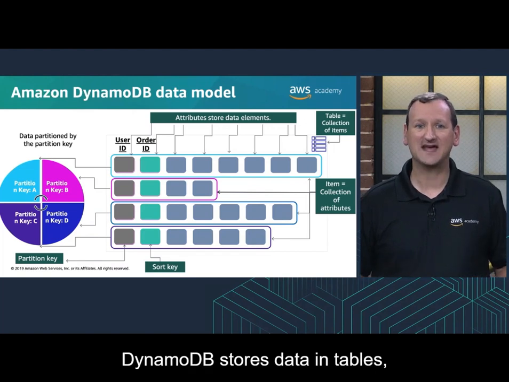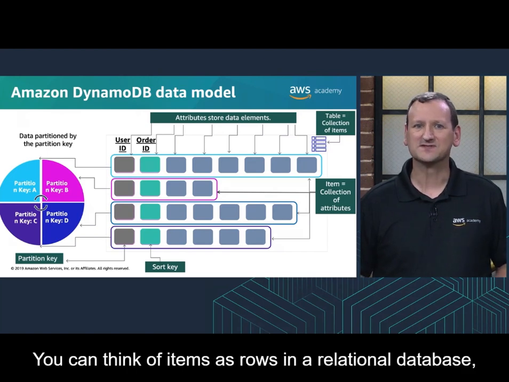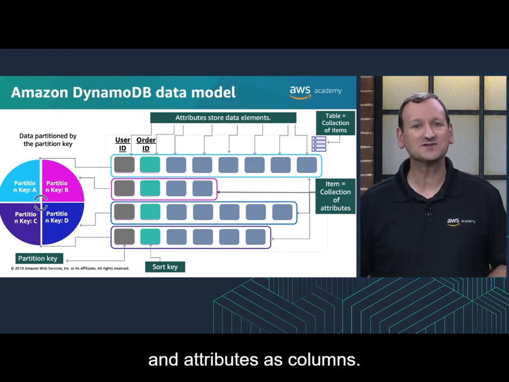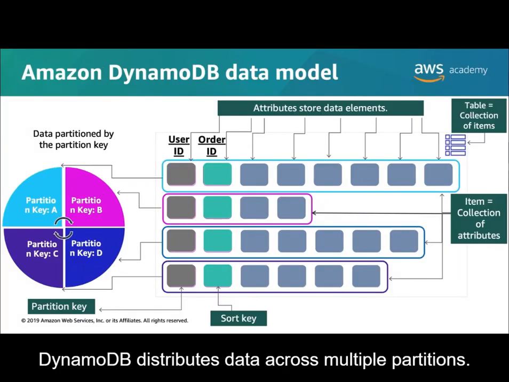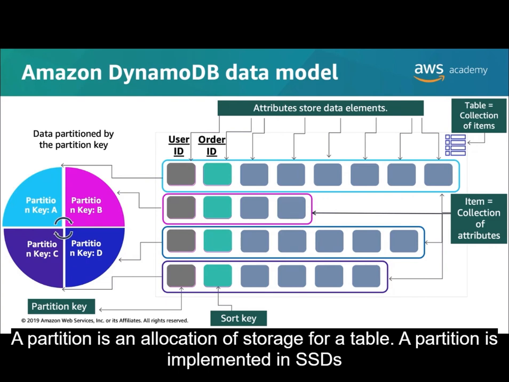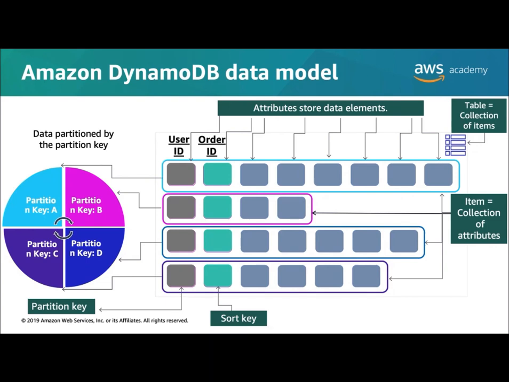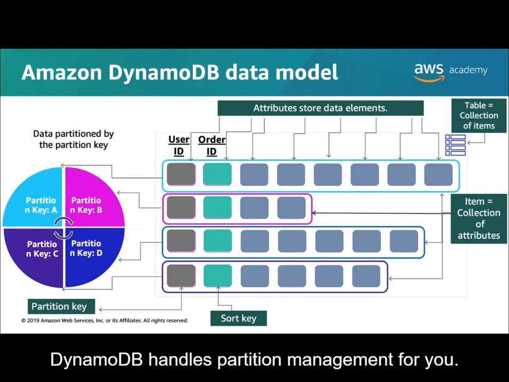DynamoDB stores data in tables, which contain items with attributes. You can think of items as rows in a relational database and attributes as columns. DynamoDB distributes data across multiple partitions. It divides data items into partitions based on the partition key value. A partition is an allocation of storage for a table. A partition is implemented in SSDs and is automatically replicated across multiple availability zones in an AWS region. DynamoDB handles partition management for you.